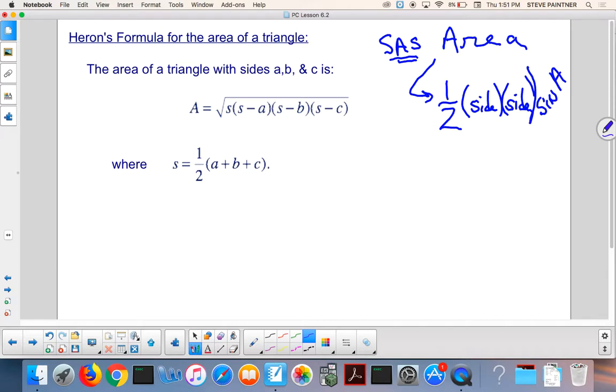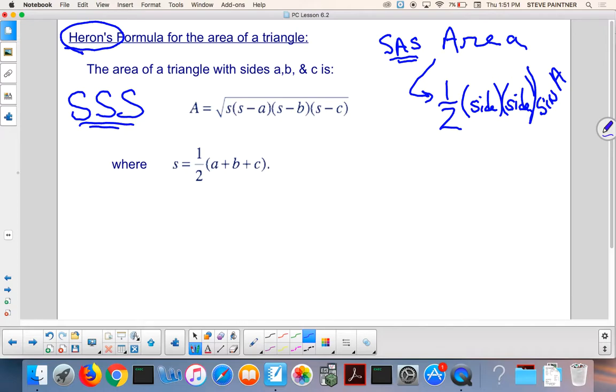Okay, that was yesterday. Well, what if you're given only what? Well, it doesn't say it up here. Side, side, side. So the area of a triangle with sides A, B, C is, and there's a brand new formula here. They call it Heron's formula.